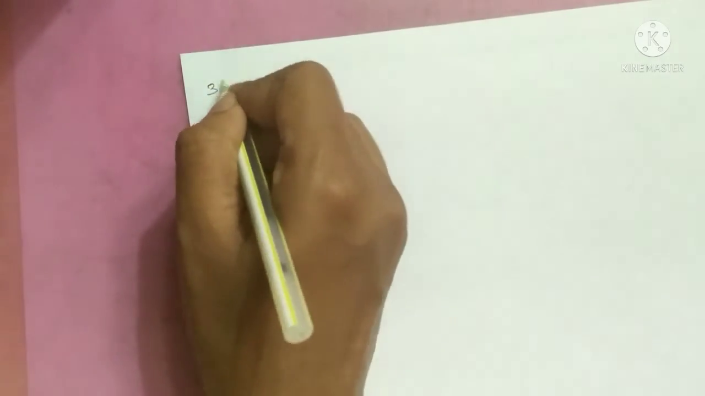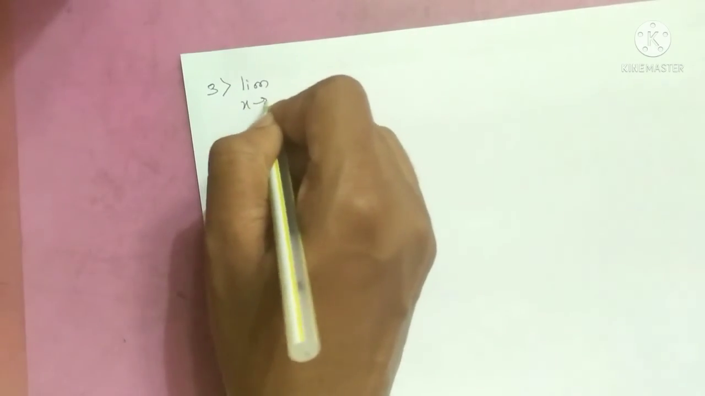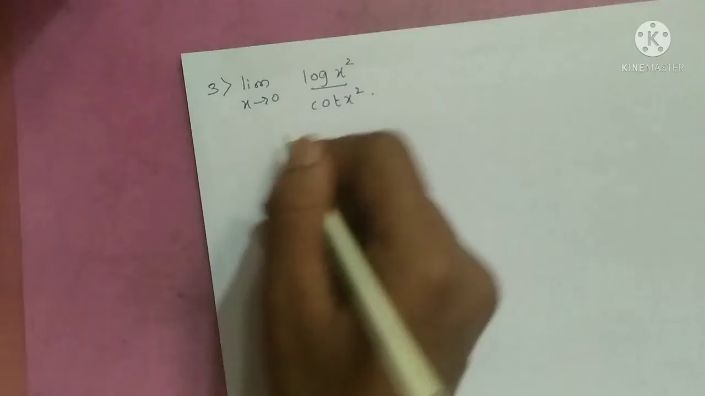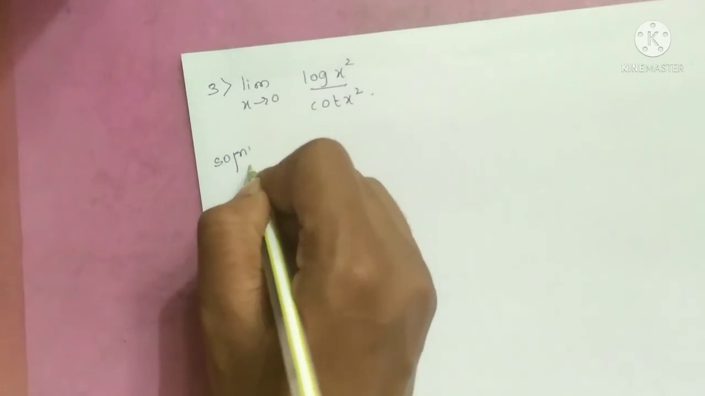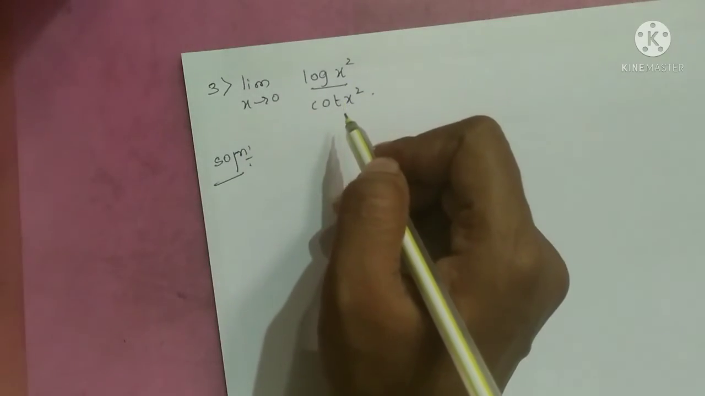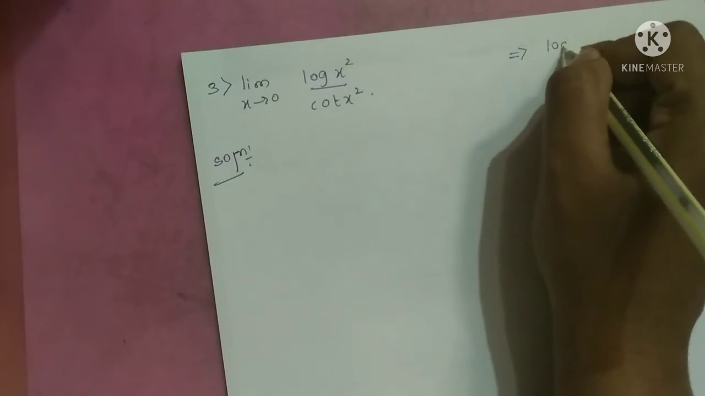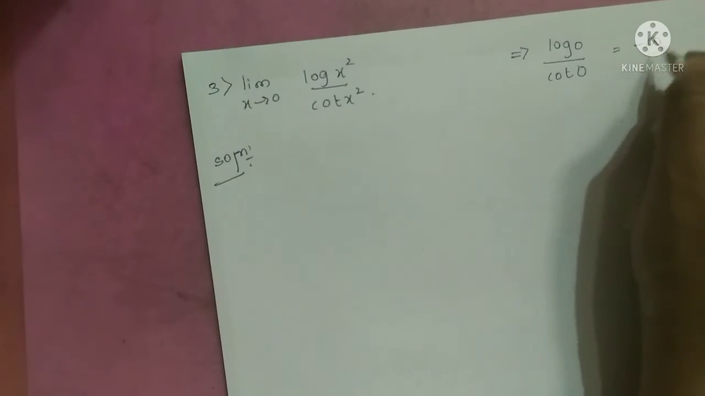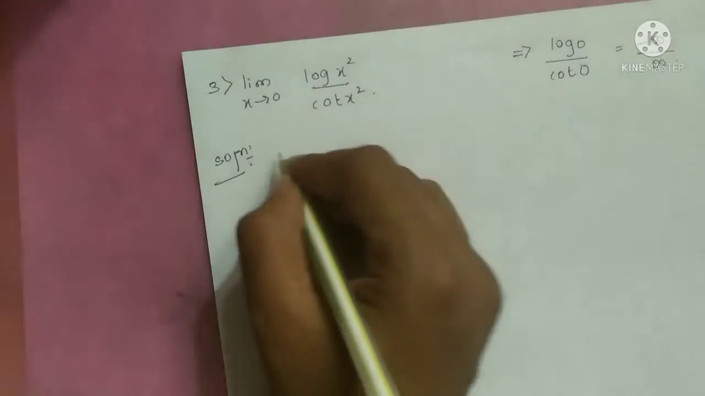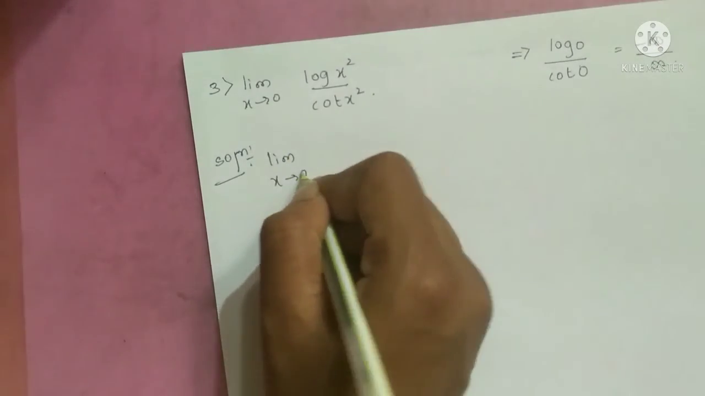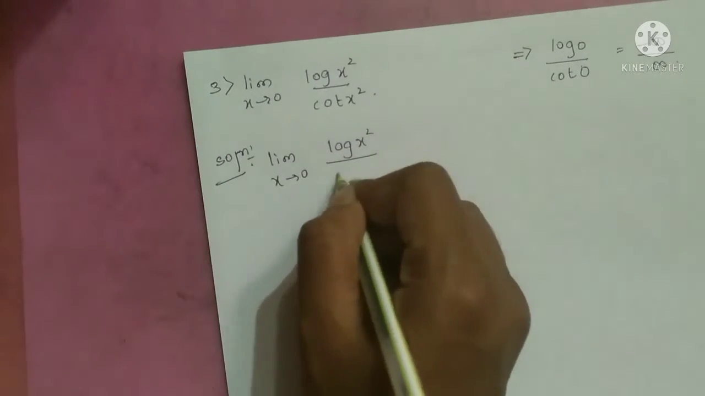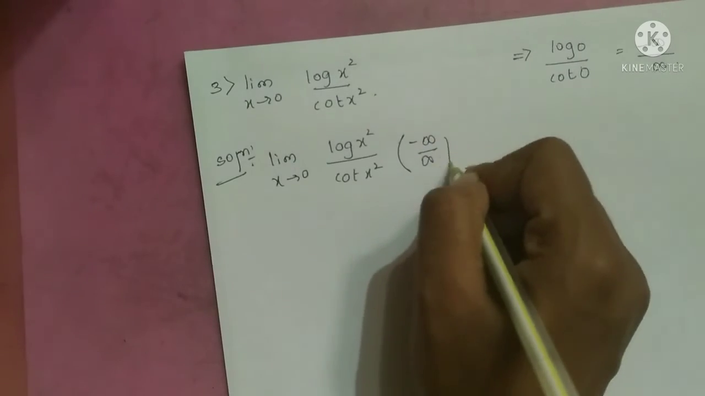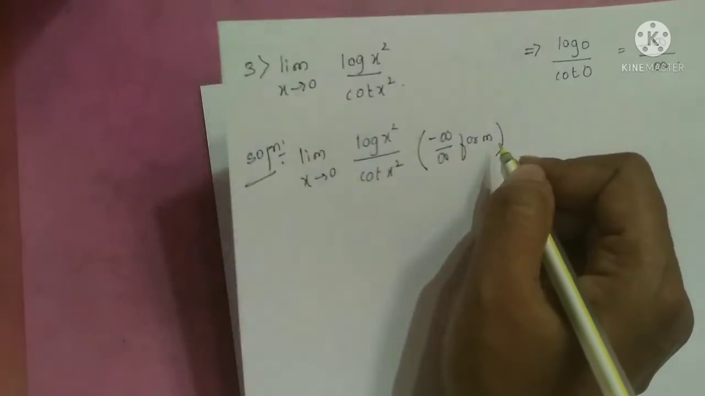That is the third problem. Limit x tends to 0 log x square by cot x square. So here, first let's apply the limit to the function f of x and g of x. What will we get here? Log 0 divided by cot 0. Log 0 value, as you all know, is minus infinity, cot 0 value is infinity. So let's write the given function first: limit x tends to 0 log x square by cot x square. The given function is in minus infinity by infinity form.